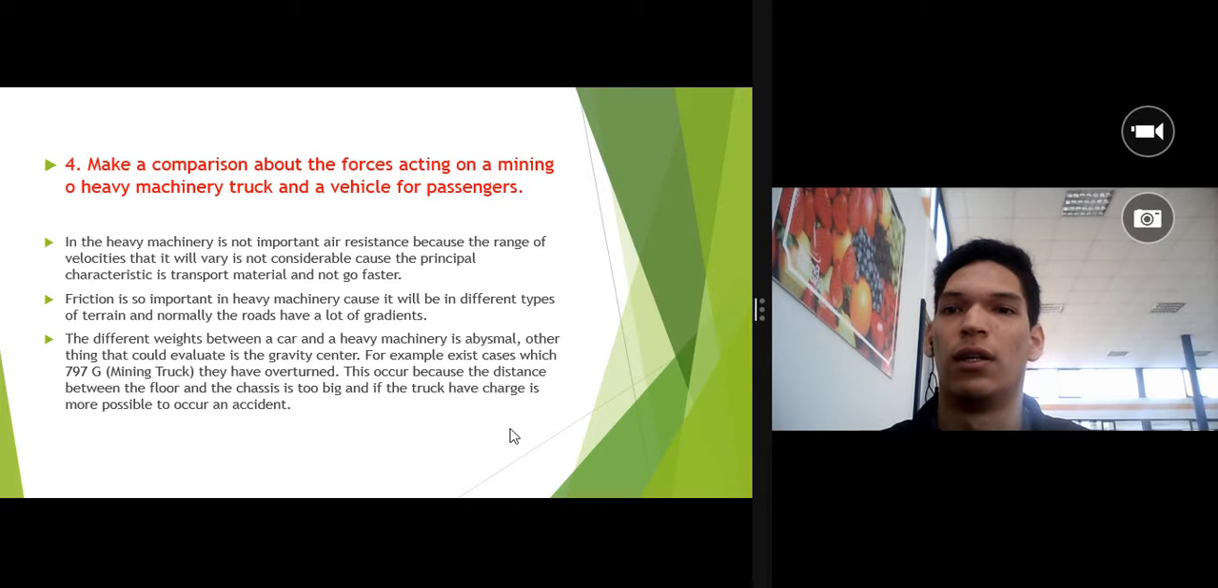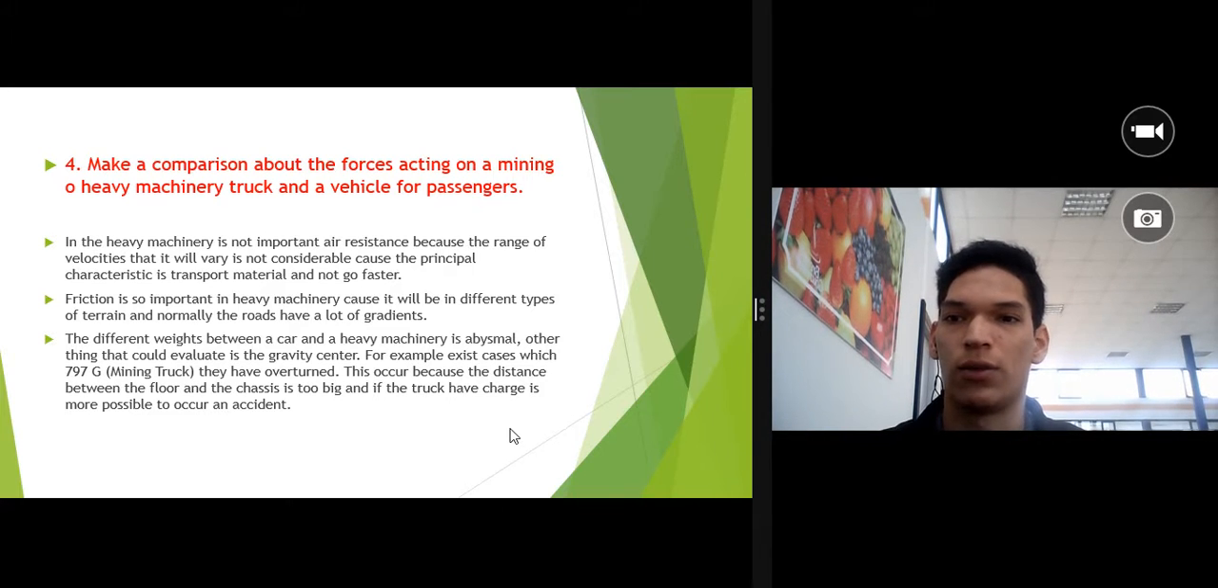Make a comparison about the forces acting on a heavy machinery truck and a passenger vehicle. In heavy machinery, air resistance is not important because the range of velocities is not considerable, since the principal characteristic is to transport material and not to go faster. Friction is very important in heavy machinery because it will be on different types of terrain, and normally roads have a lot of gradients. The difference in weight between a car and heavy machinery is abysmal.